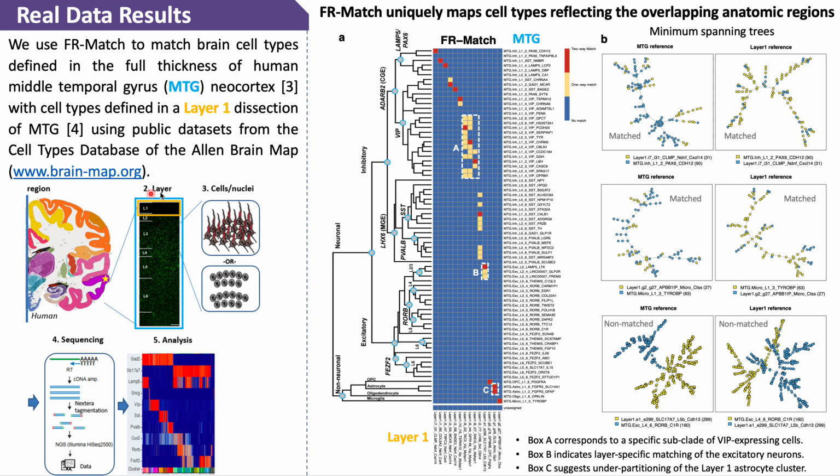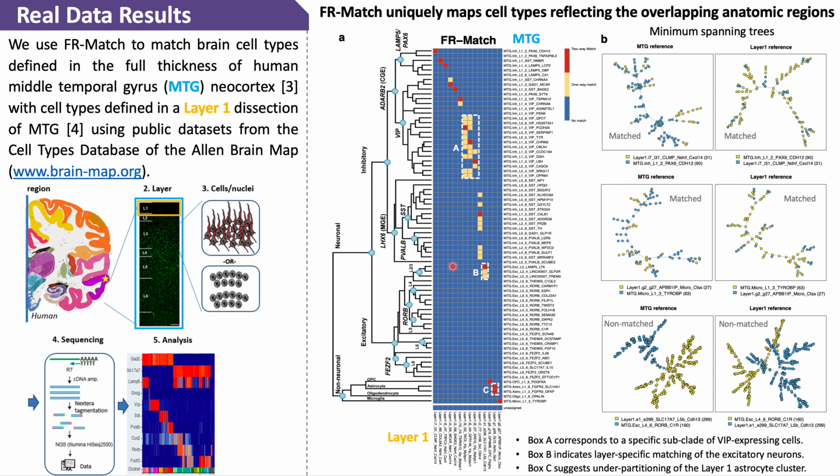Intact single nuclei are then isolated and sorted for SmartSeq library preparation and sequencing. Neuronal cell type clusters are identified in the analysis step. So for the layer 1 dataset, 16 cell types are identified, and for the full MTG dataset, 75 cell types were identified. So the right panel is the FRMatch result.